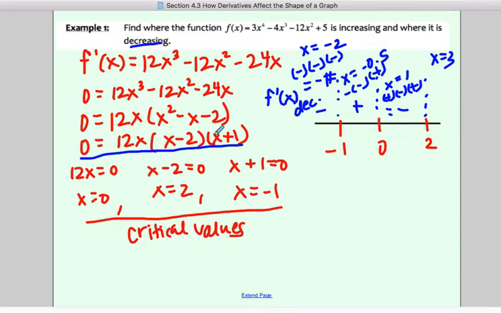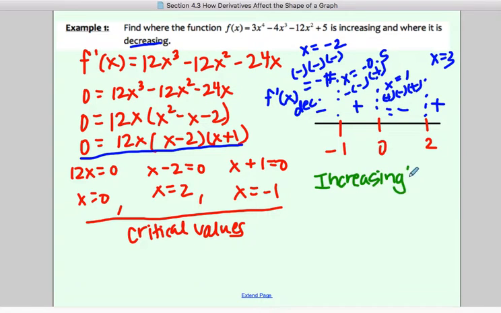Positive, positive, positive. They're all positive, which means it's overall positive. Okay. Now I can use this nice little table to help us say where we're increasing and where we are decreasing. So our answer, increasing.